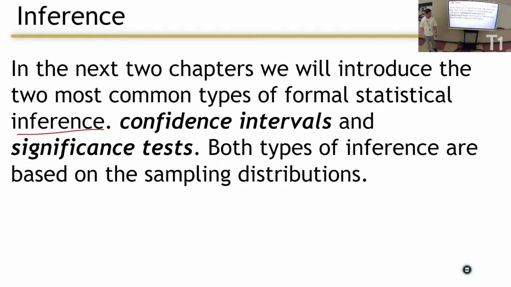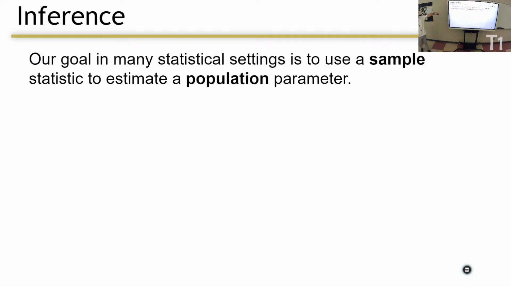Okay? Both types are based on sampling distributions. We understand how sampling distributions work. We know what they are, even though we have to hit some of that again. But by the time we get done with this chapter and next chapter, you're going to understand sampling distributions. Our goal in many statistical inferences is to use a sample statistic. Remember what a statistic is. It's a value from the sample, right? To estimate that population parameter. And the parameter is a value about the population.